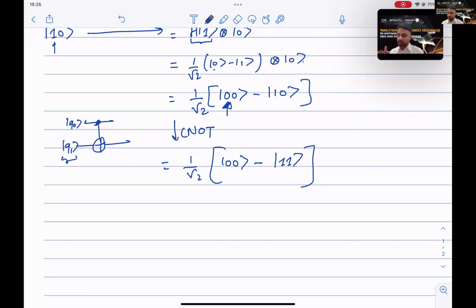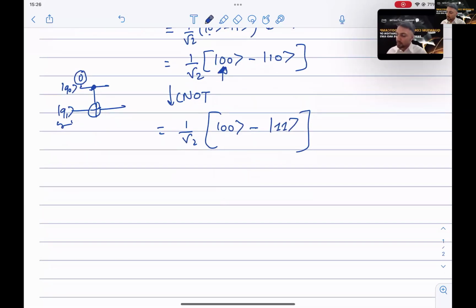So if it's 0, it becomes 1. If it's 1, it becomes 0, right? Given that this qubit was 1. So if it was originally in the 1 state, then only the control gate acts. If it's originally 0, then it does nothing, right? So that's the definition of the control NOT gate, okay? So basically what it is doing, it leaves this unchanged and flips the bit of the second qubit, right? And this is the definition of control NOT gate.